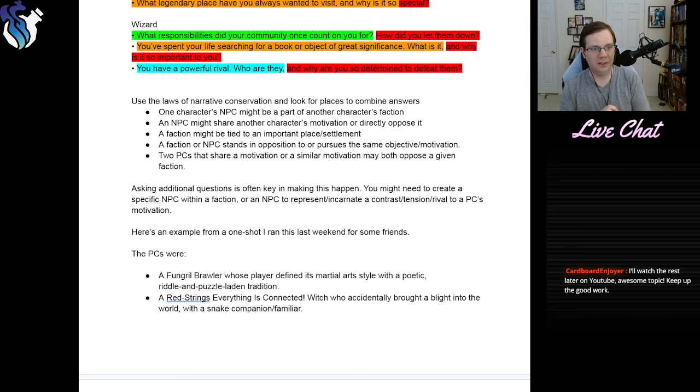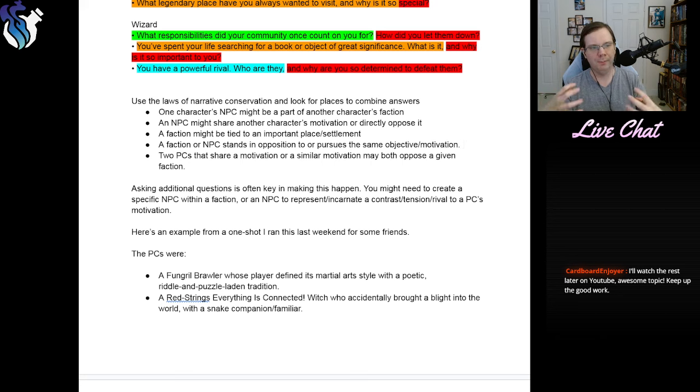Right, next facet or way that you can do this thing. A faction or NPC stands in opposition to or pursues the same objective or motivation, right? These are pretty similar, but they're not exactly the same, right? We have a faction here. You have the same motivation, but to different ends, right?